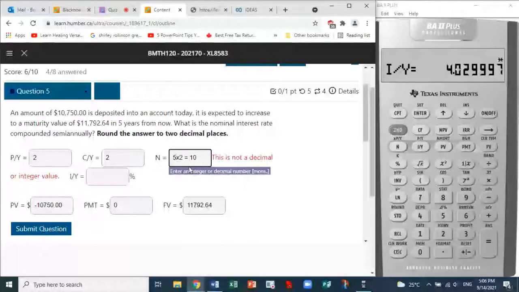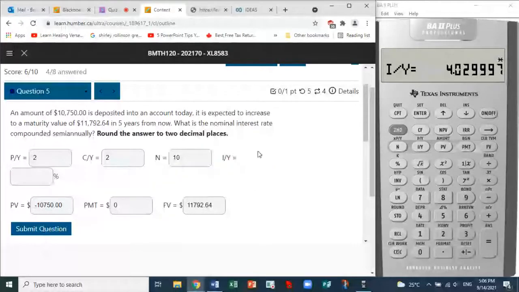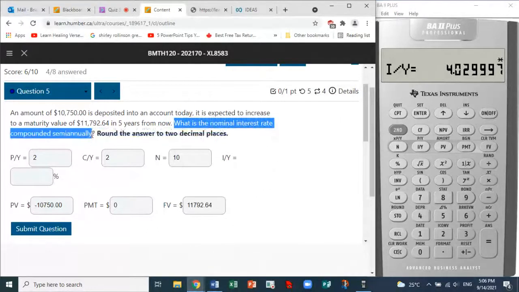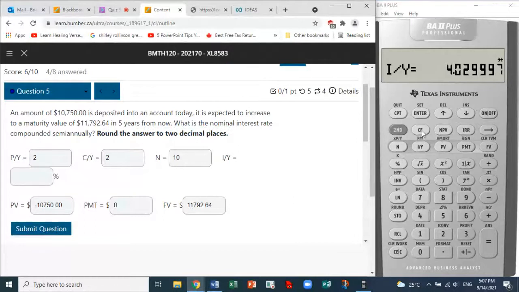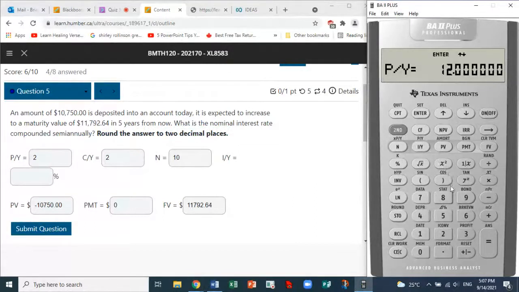But we cannot leave the 5 times 2, so we take that out of there, and N would be 10. I/Y is what we want to calculate: the nominal rate compounded semi-annually. So we go to our calculator. Second I/Y, 2 is for P/Y, and that will also be there for C/Y. So we don't really need to enter it if we do not want to, but if you still wish to, you put in 2 and enter.